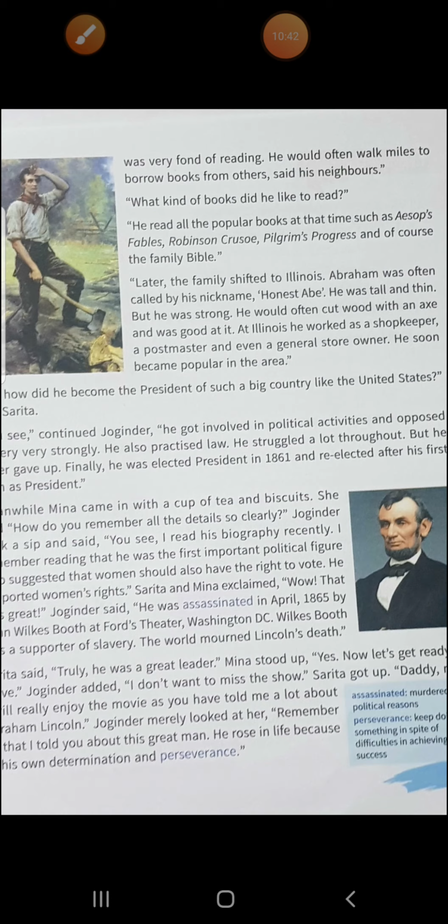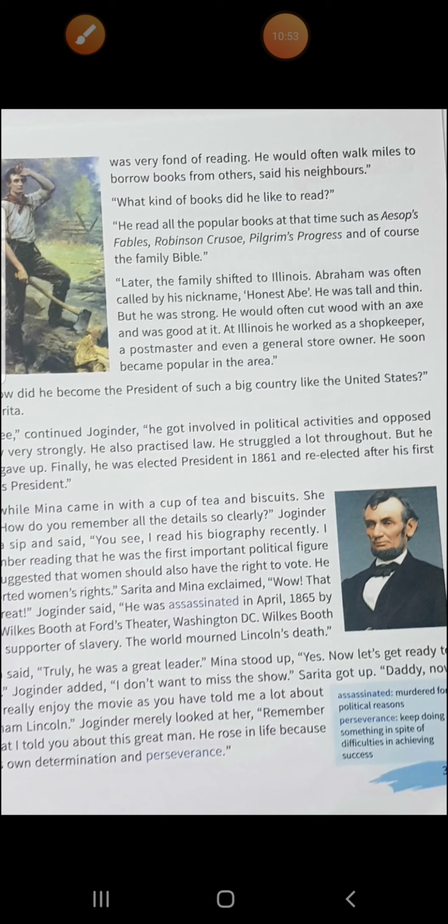Being thin, he was very strong. And at this place, Illinois, he worked as a shopkeeper, even a postmaster and general store owner. So he worked in different places, and because of this, he soon became popular in this area. In Illinois, wherever he used to work, he became very famous.